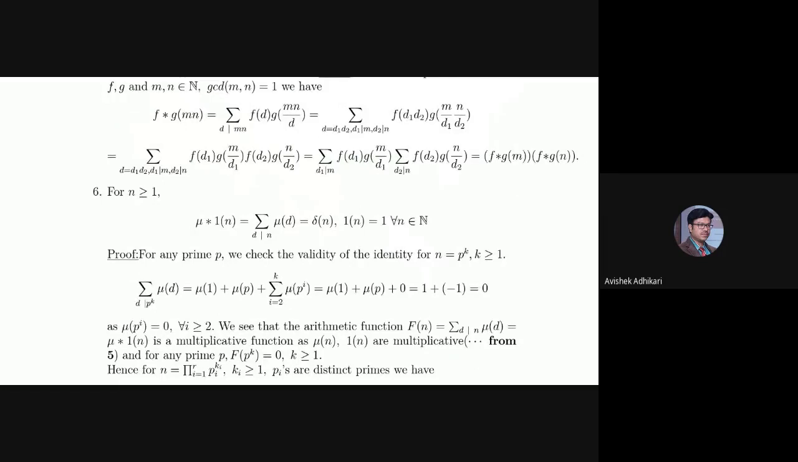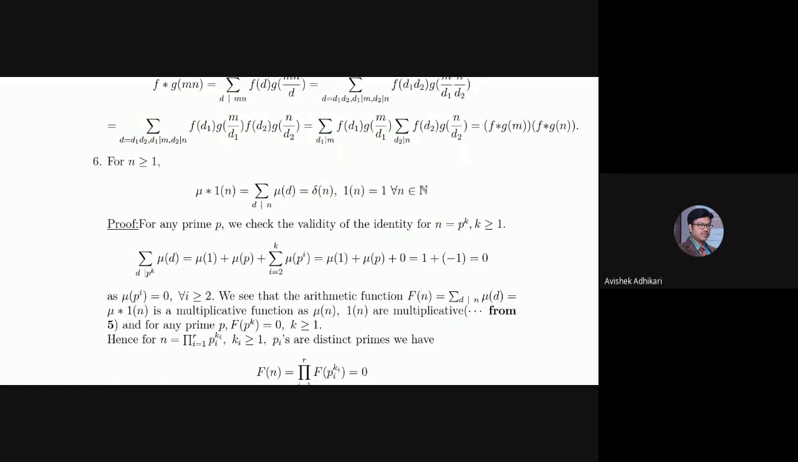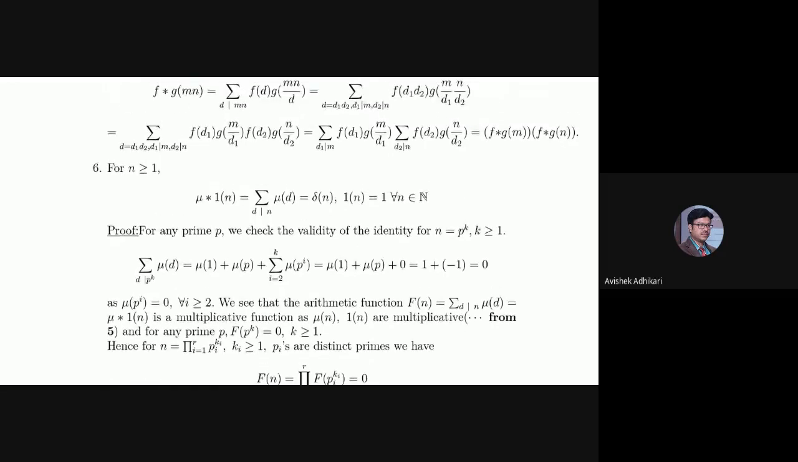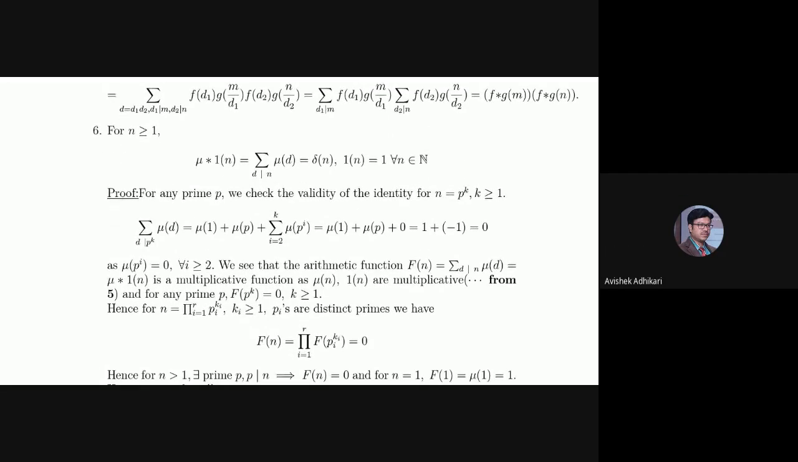Now we will prove a nice little property: mu * 1 (n). So what is 1(n)? The one function is nothing but the function which gives us the value one for every natural number n. So 1(n) is 1 for all n belonging to capital N. So mu * 1 (n) is nothing but the sum over d dividing n of mu(d) 1(n/d), which is 1. So the summation over d dividing n of mu(d) equals delta(n), that delta function we previously defined.